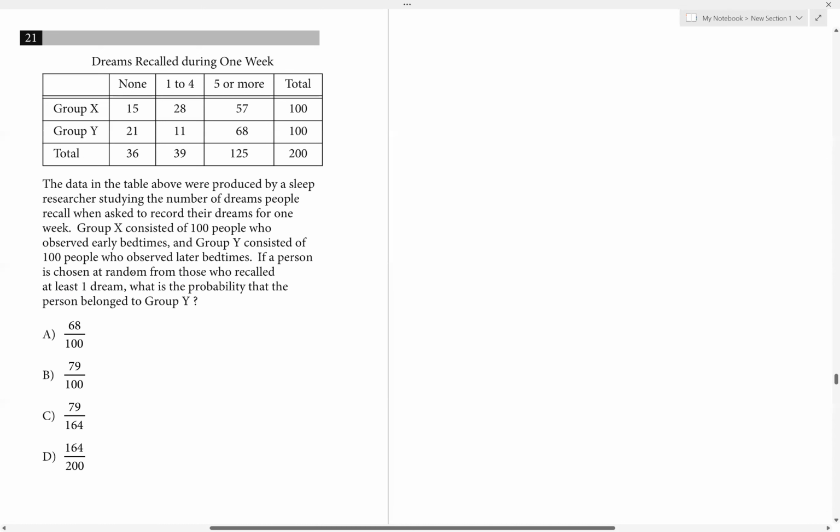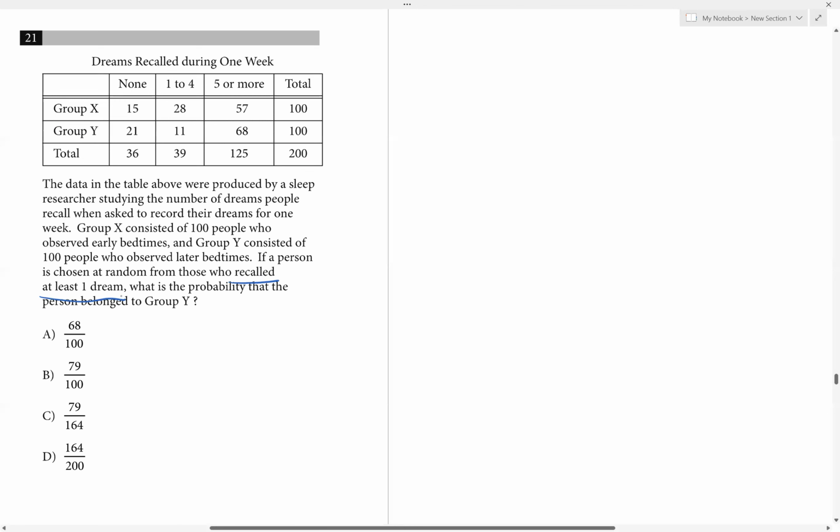Okay, so if we go back and look at the table, the first row is group X, the second row is group Y, and here they give us the totals for all the columns and all the rows. We know the overall total, out of everybody, should be 200 people. But once again, we're not selecting from that number. We're selecting from those who can recall at least one dream.